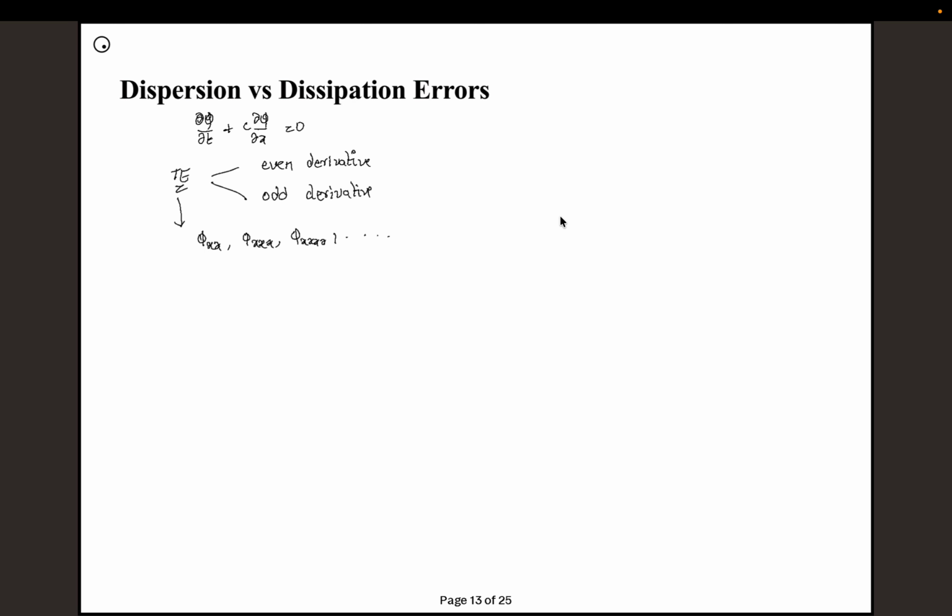It will have all these terms. So if we take the leading order term, and the leading order term is a second order derivative, or basically an even derivative, then this equation will become something like phi t plus c times phi x plus some constant term times phi xx. So the truncation error will have this term coming into the picture.